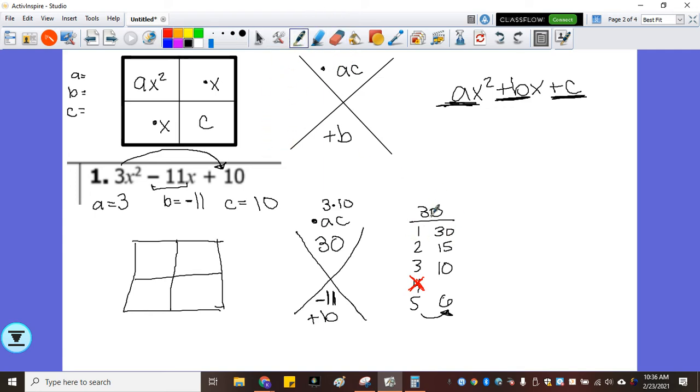So 1 times 30 is 30. 2 times 15 is 30. 3 times 10 is 30. 5 times 6 is 30. So all 4 of these pairs multiply to 30, but only one of them will add to negative 11.